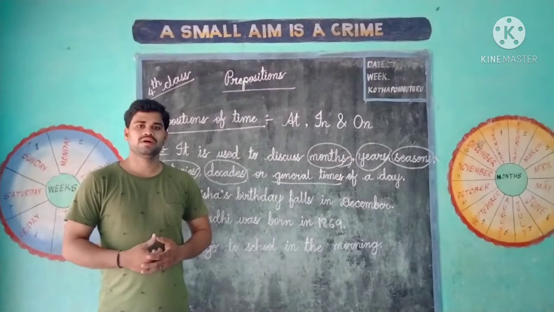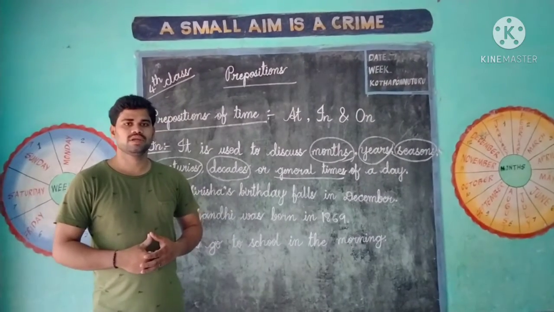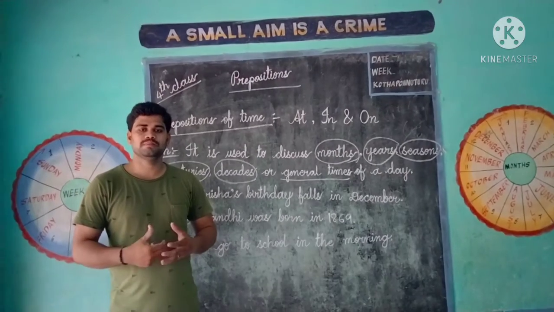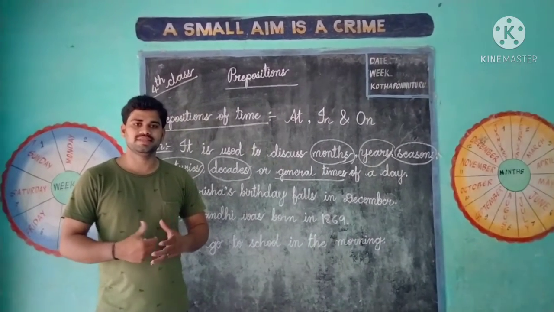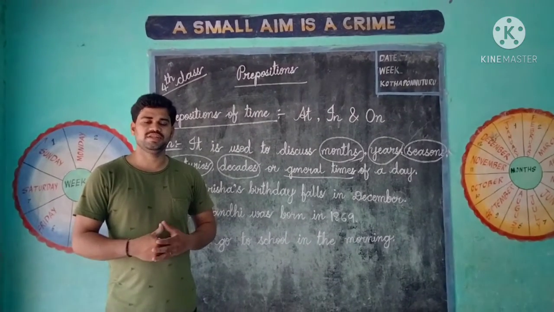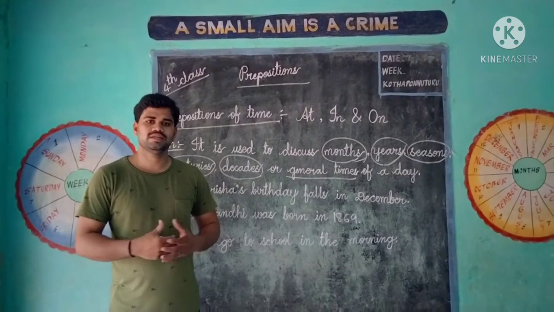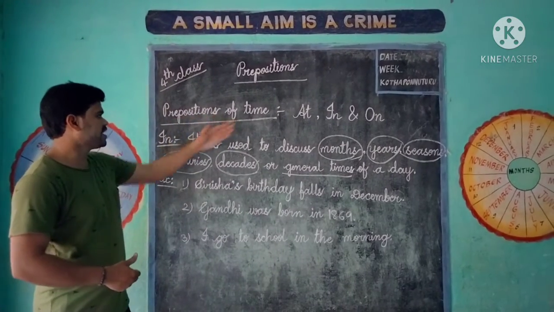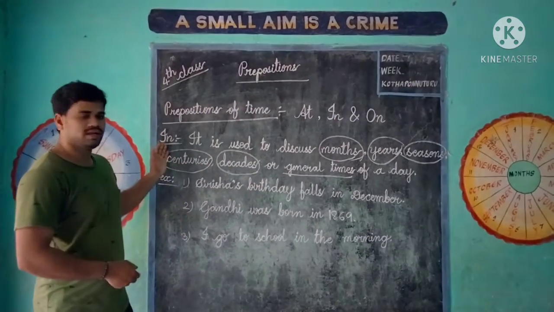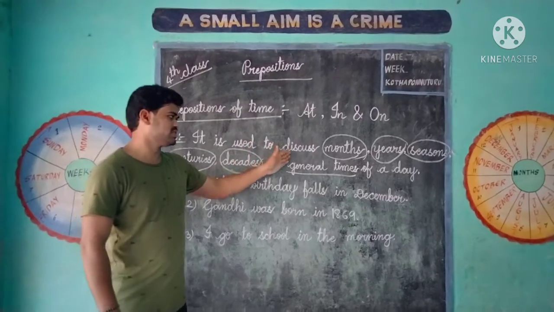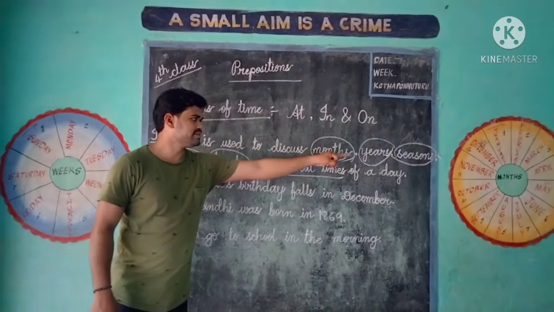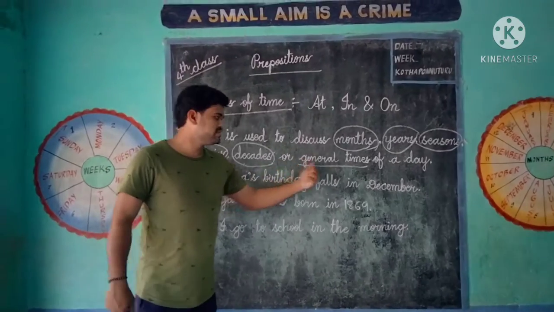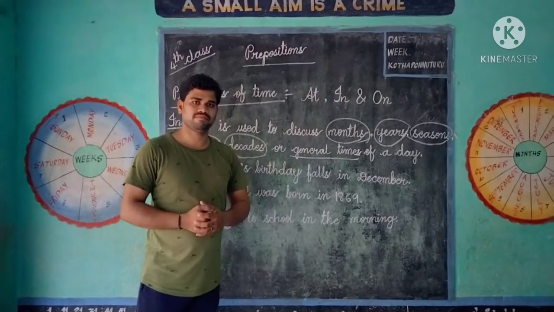Students, next preposition is in. In is used to discuss months, years, seasons, centuries, decades, or general times of a day. Prepositions of time. Second preposition, in. It is used to discuss months, years, seasons, centuries, decades, or general times of a day.